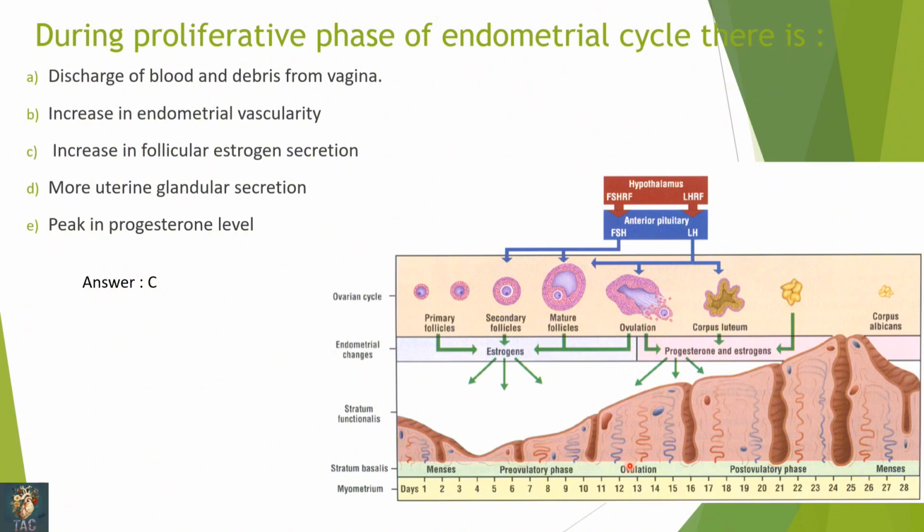In this diagram you can see that this is the first phase, the proliferative phase, and in this phase there is a high concentration of estrogen, which causes the increase in thickness of the endometrium. Estrogen causes proliferative changes in the endometrium. So the correct option is C.